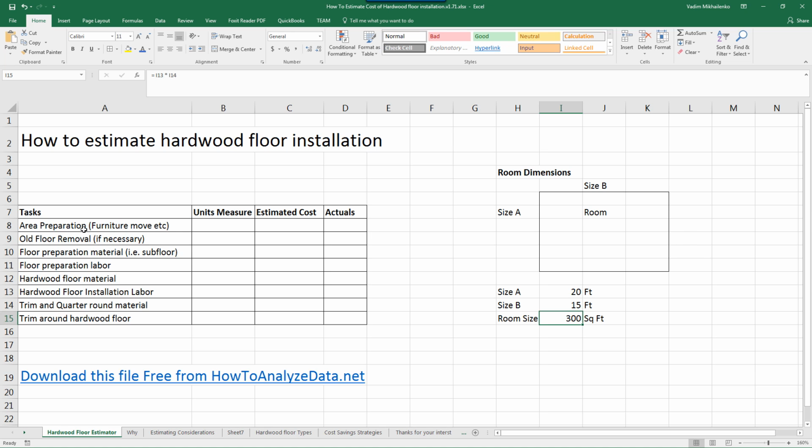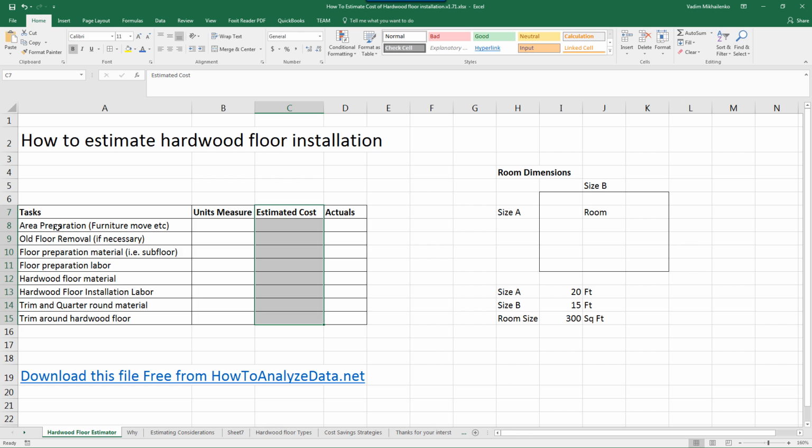So what we're going to do here, we're going to look at tasks that I've identified for this project, and we'll put units of measure, and we'll do estimated cost in this column, and we'll also have a column for actuals. That's actually helpful when you're running and executing the project, so you track what you've estimated and what the actuals were for this particular task, and that helps you improve next time you do your estimation.